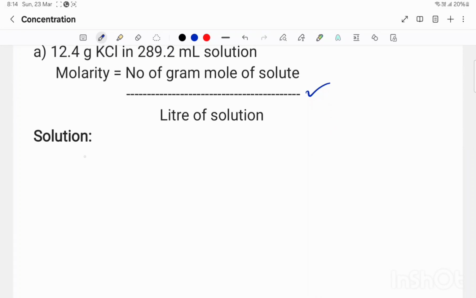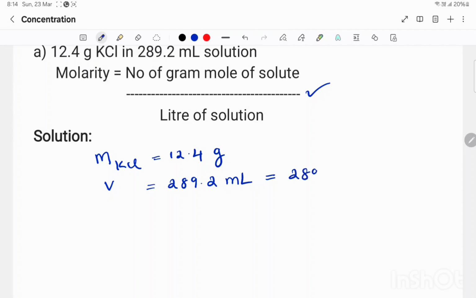Given data in the problem is the mass of KCl is given as 12.4 grams and volume of the solution is given as 289.2 milliliter. So milliliter has to be converted into liter. So 289.2 into 10 raised to the power minus 3 liter. Molecular weight of the KCl is 74.55. So the formula is number of gram moles of solute by liter of solution.